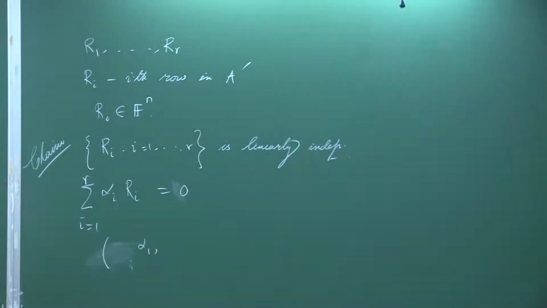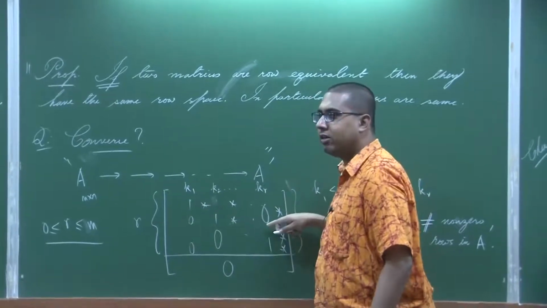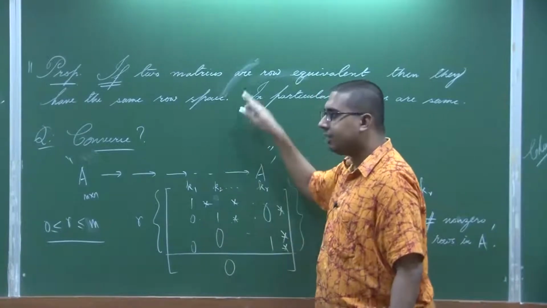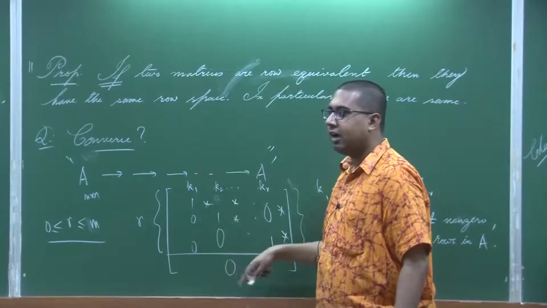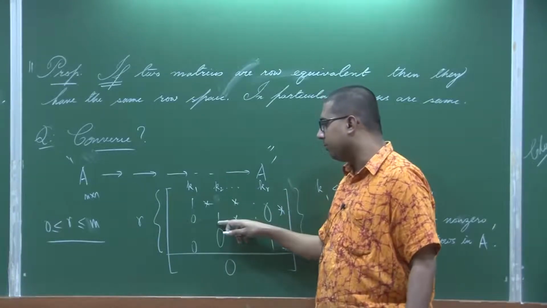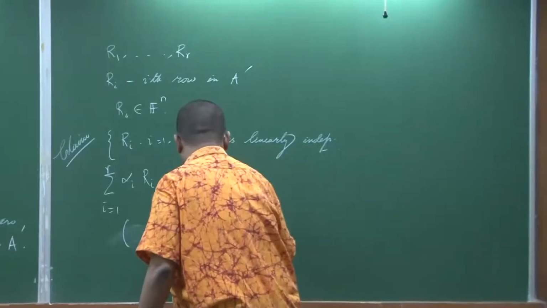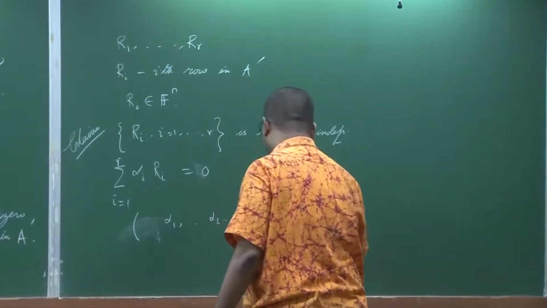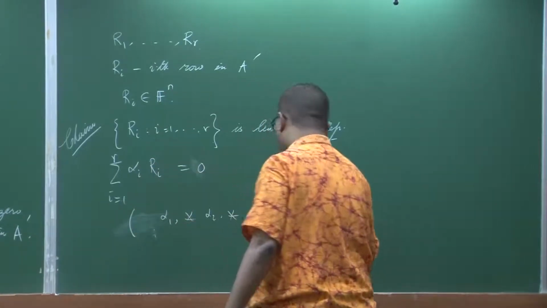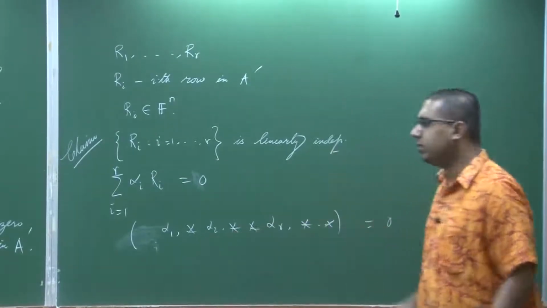Similarly, for alpha 2 R2, the k2th coordinate will be alpha 2, and this is the first non-zero coordinate. For any other j, the k2th coordinate of alpha j Rj is 0, because this is a pivot. Therefore the k2th coordinate will be alpha 2, similarly the krth coordinate will be alpha r, and there will be something which I do not care about. But according to my assumption this is 0, that forces each alpha i to be 0.